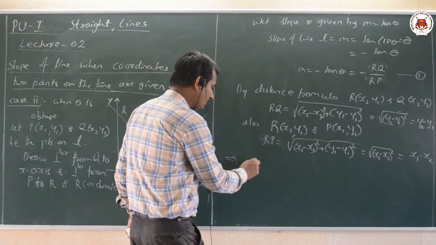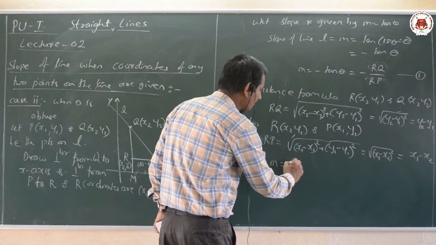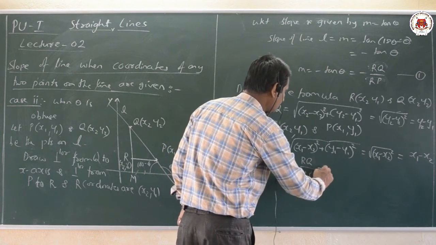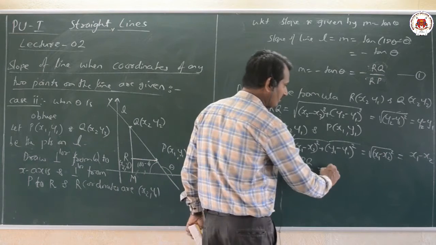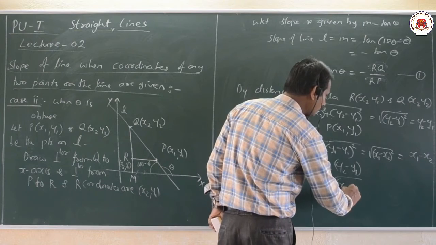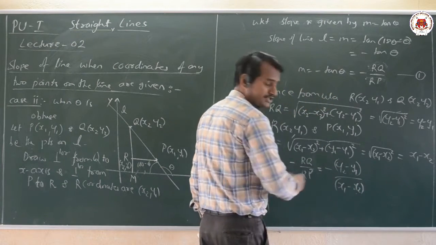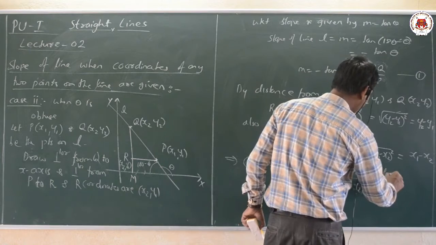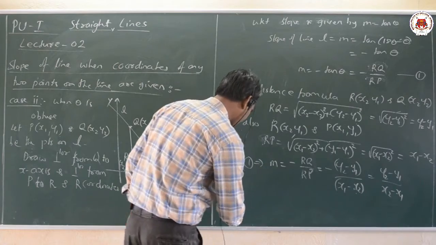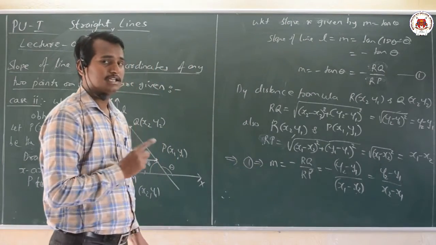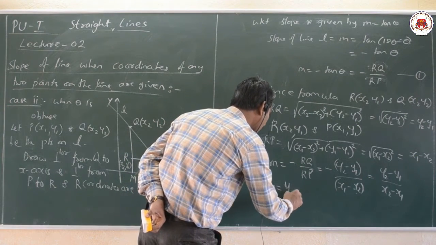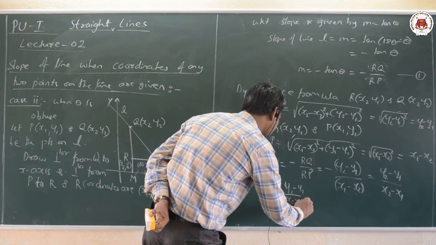That implies m is equal to minus, that is nothing but Rq divided by Rp. The value of Rq is minus of (y2 minus y1) divided by x1 minus x2. If I interchange this value, we get y2 minus y1 divided by x2 minus x1. So therefore from case 1 and case 2, that implies m is equal to y2 minus y1 divided by x2 minus x1.